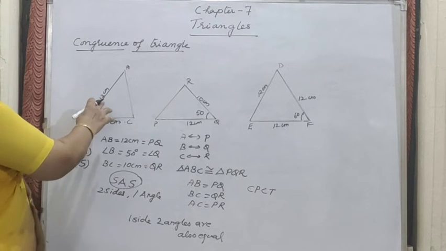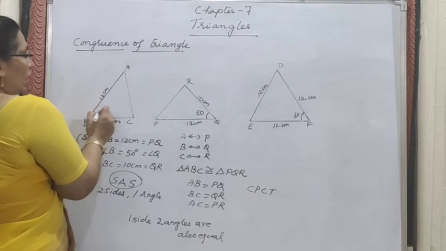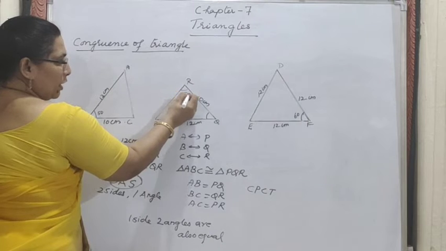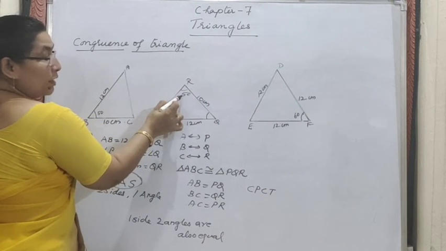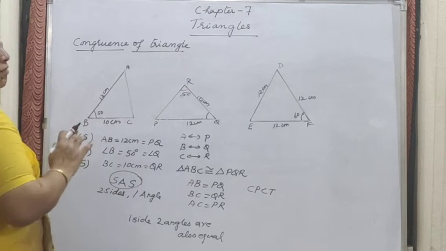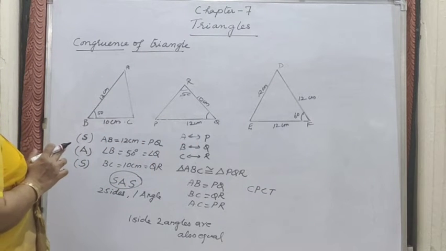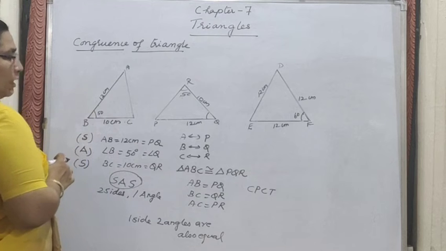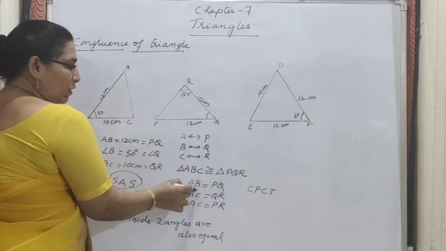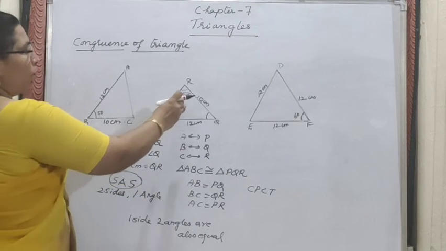If you are considering the SAS criteria, the angle here is 50 for this triangle. Suppose they are given the angle 50 here, but the angle is not included for 12 and 10. Right, then we cannot say it is a congruency criteria. So the first criteria we are going to learn is SAS only. Before that, how many did we check? All the 6 we have seen.